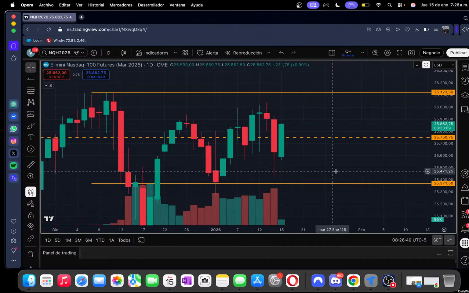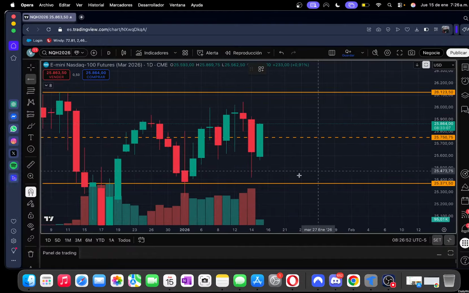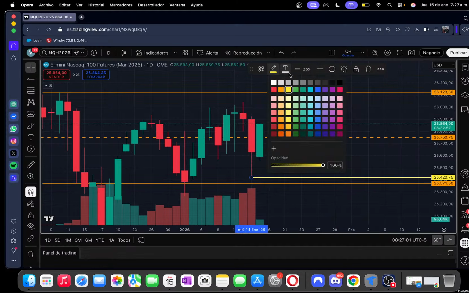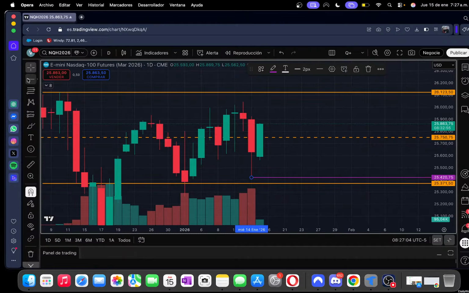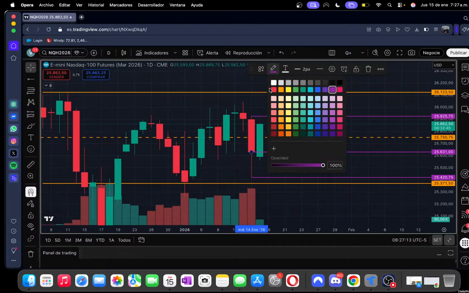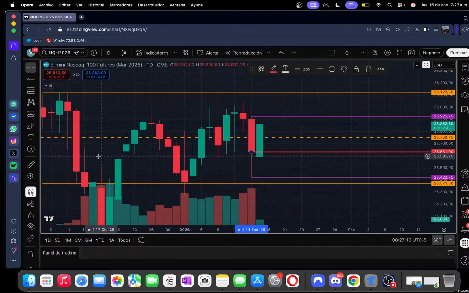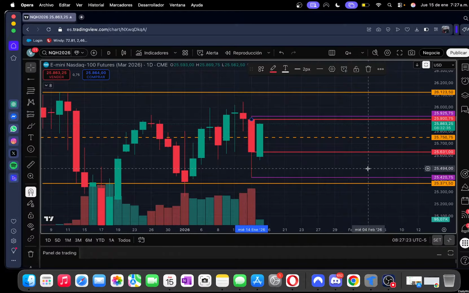Right. So the first thing I do, I just mark the previous day. This is the candle from yesterday. I'm going to mark the bottom, the lowest point. I use purple just to identify. I'm going to mark the top. I'm going to mark the open here with a different color. I'm going to mark the close. So these are the first levels I look at.